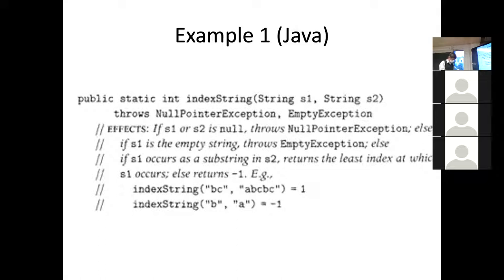Okay, here's another example of a specification. I'm watching the time here. Index string. So here, this is basically saying what is the index of the first one within the second one. That's finding it. It says, okay, look, if either is null, it throws an exception. Otherwise, if the thing you're looking for is empty, throw a different exception. And otherwise, if it is indeed there, return the least index.